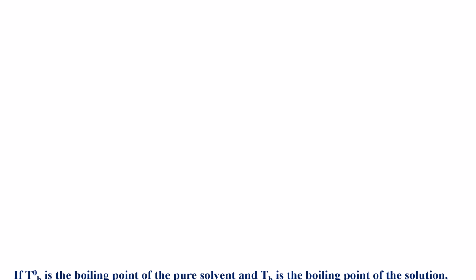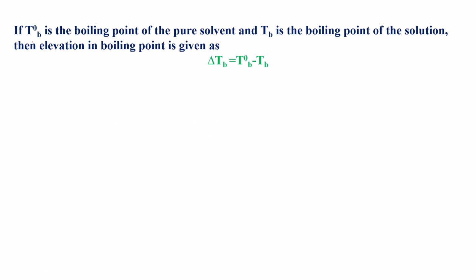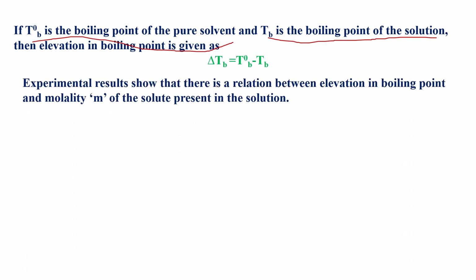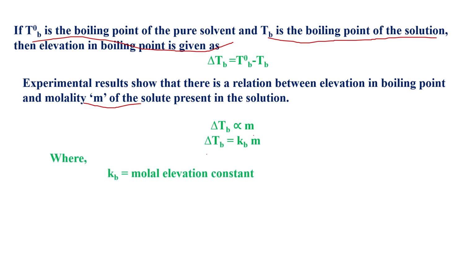Then it is explained mathematically. T°B is the boiling point of the pure solvent, and TB is the boiling point of the solution after adding the salt or another particle. So there is a change in boiling point. It is represented by ΔTB equals T°B minus TB. Experimentally, it is shown to be proportional to the molality of the solution. So ΔTB is directly proportional to m. ΔTB equals KB m, where KB is the molal elevation constant.